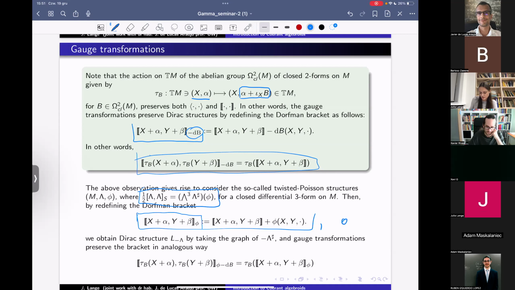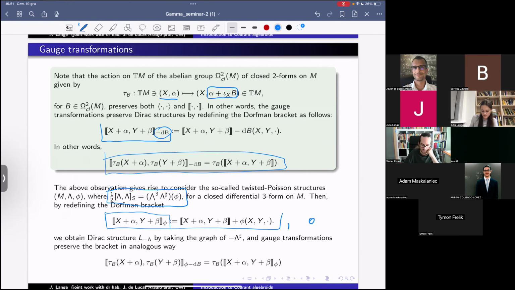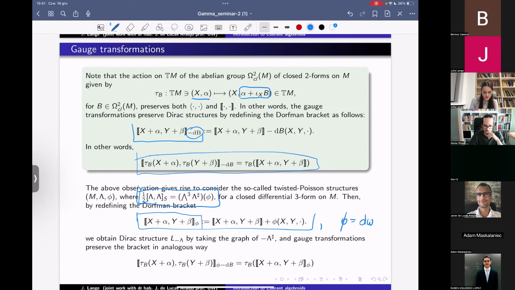We can write that phi equals d omega, for example. Because I wrote this phi in terms of lambda, the bivector field. If you take an arbitrary manifold M with the Poisson structure. No, it's not a Poisson structure. It's some other structure because lambda is not Poisson here. Yeah, okay, fair enough.